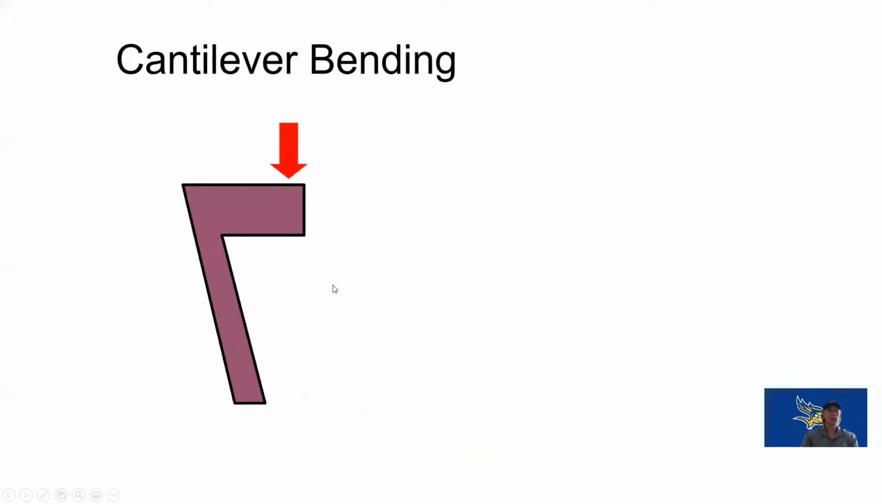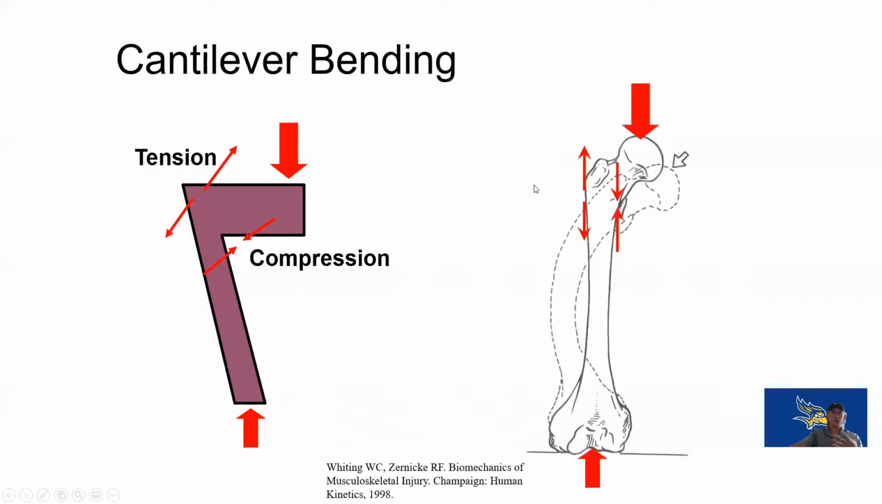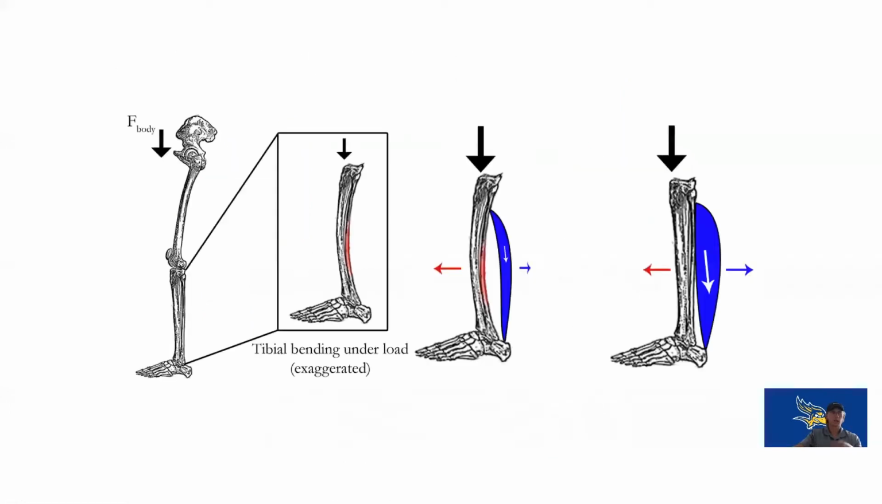Cantilever bending, okay, this happens at our femur, where we have tension at one side and compression at the other. But with bones like our femur, our bones are created to resist this type of stress. Okay, we have our spongy bone here. We also have a lot of bone mass available to resist that tension and that compression.